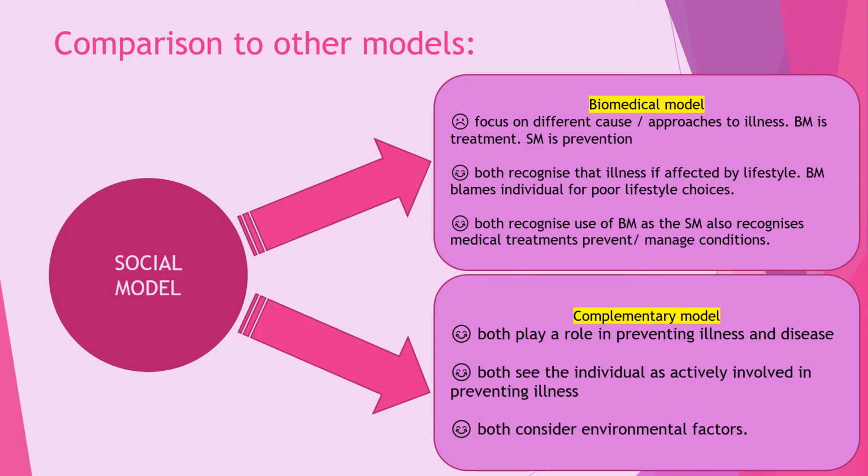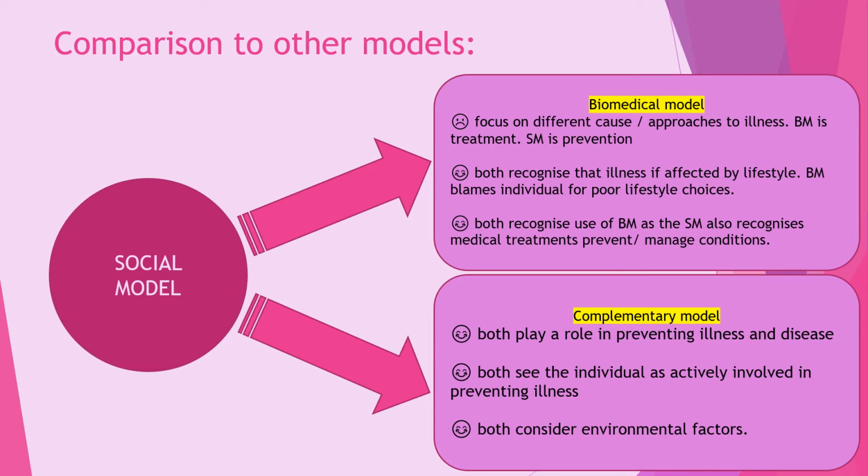Now, drawing a comparison with other models. We've mentioned before the biomedical and social model have similarities that they both look at illness being caused by lifestyle. Now, the biomedical blames the individual. Social model says that they are victims of the environment they find themselves in. They both recognise that medical treatments have improved and that helps prevent conditions, but they differ on the cause of illness.